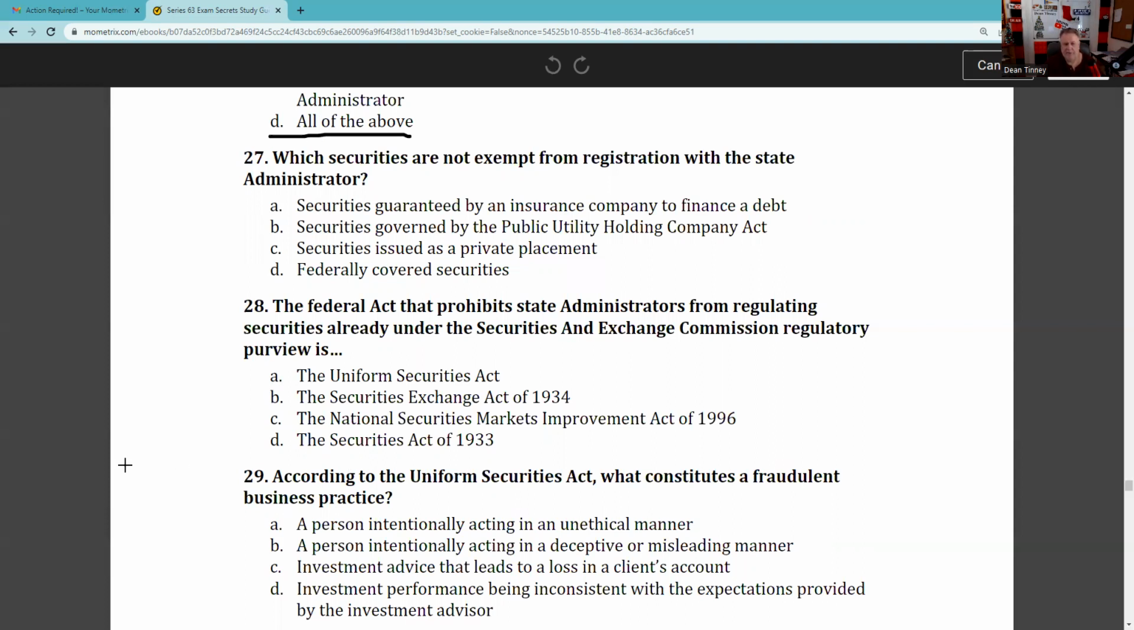Now, be careful. The private placement under the Uniform Securities Act is different. And remember, it's how it's sold. It's not exempt, it's how it's sold, right? So I'm not a big fan of that. But make sure you understand that the private placement under the Uniform Securities Act is different than a private placement under Reg D 33. Again, we're doing these real time. I'm not a big fan of question 27.